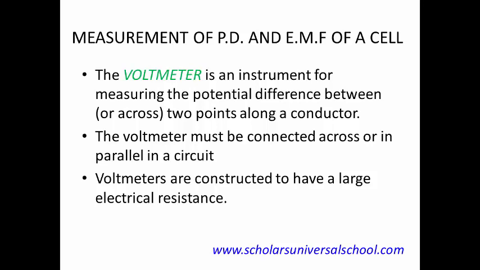Now, like we rightly said previously, ammeters are usually connected in series in an electric circuit. Voltmeters are connected in parallel. They're usually connected across the points where you want to measure the potential difference. So voltmeters are connected in parallel across a circuit. Now, voltmeters are constructed in such a way that they have very large electrical resistance. In the course of this class, we'll still be talking about what we call electric resistance.